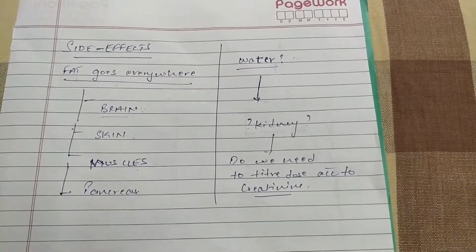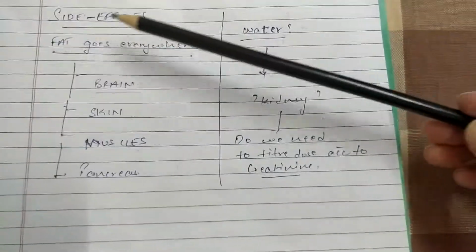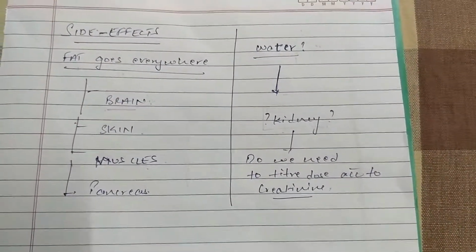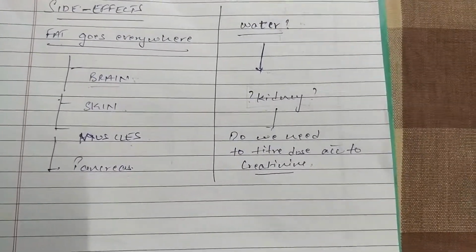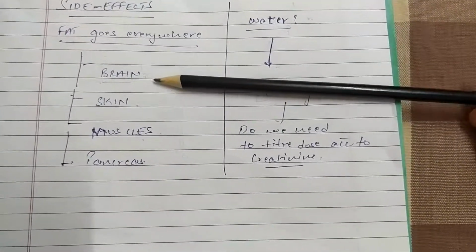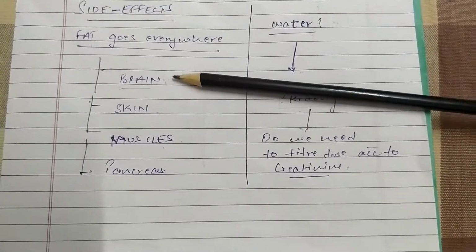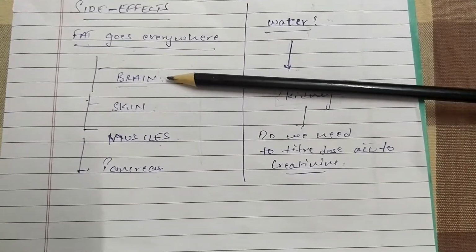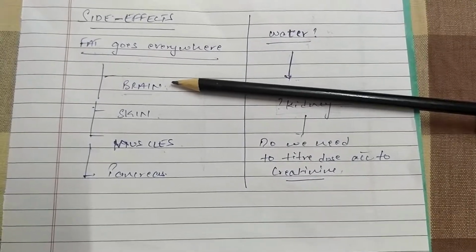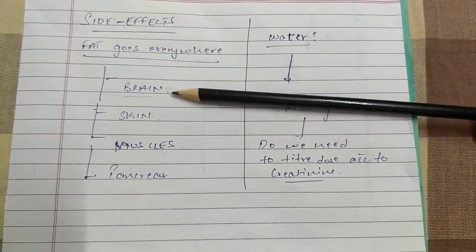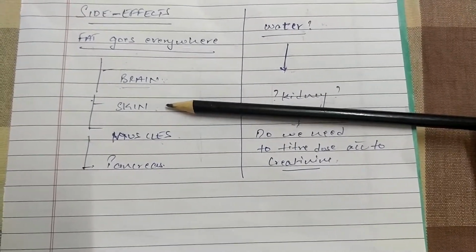So coming to the side effects of these fat soluble drugs, it is relatively easy to understand. Can these fat soluble drugs cause dementia, dizziness, confusion, altered mental status? Yes, definitely, because they can cross through the blood-brain barrier, hence causing dizziness, confusion, altered mental status, dementia. Can they cause dermatitis, erythema, rash on the skin? Yes, they can.